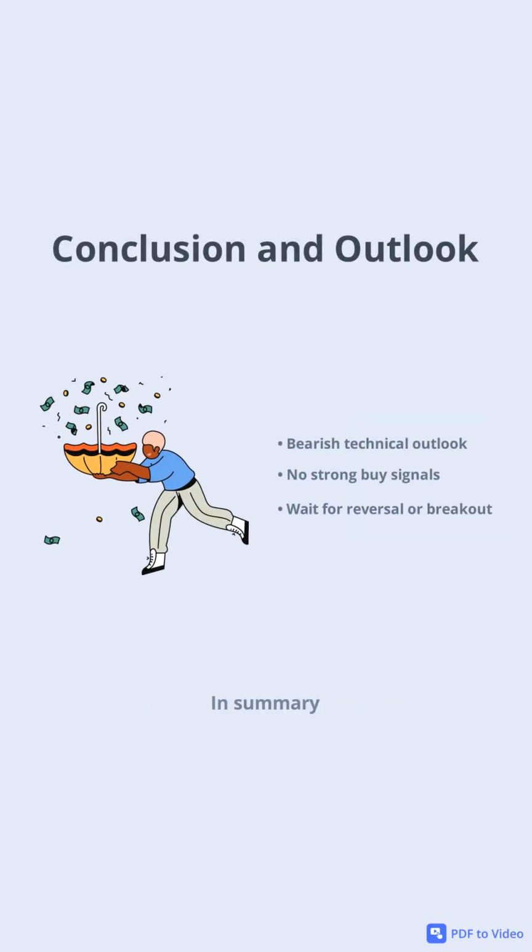In summary, Plug's technical outlook is bearish. The stock is trading in a downtrend and remains below key resistance levels. While it is not currently oversold, there are no strong buy signals. Investors should exercise caution and wait for a confirmed reversal or a break above resistance before considering a long position.